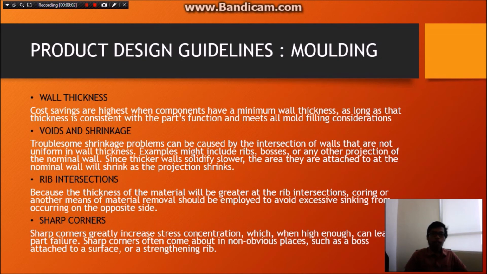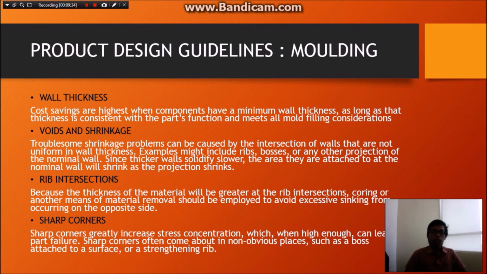Okay, the next guideline is void and shrinkage. Troublesome shrinkage problems can be caused by the intersection of walls that are not uniform in wall thickness. For example, these might include ribs, bosses, or any other projection off the nominal wall. Since thicker walls solidify last, the area where they are attached to the nominal wall will shrink as the projection shrinks.